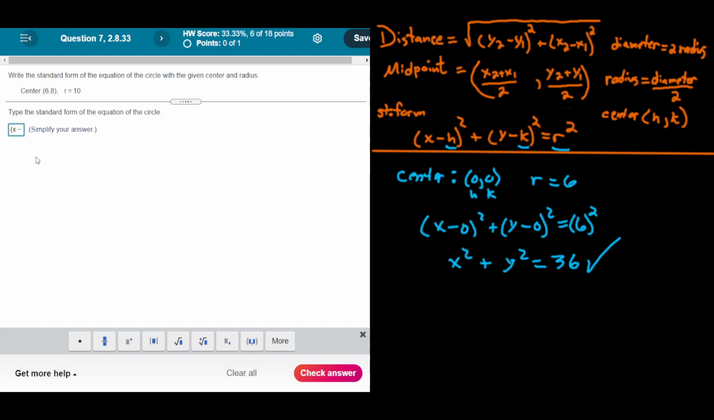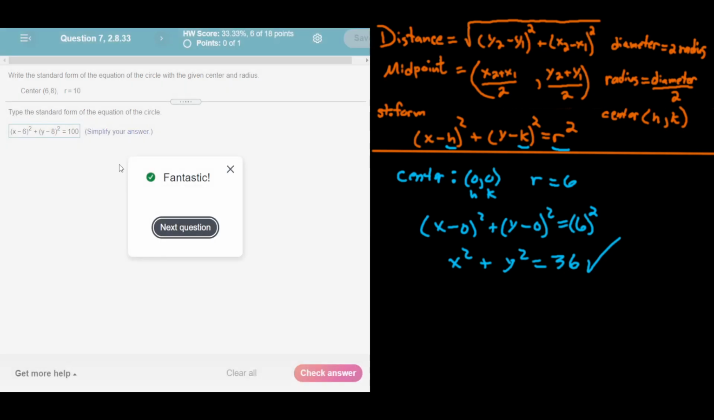So x minus our h. All right, our h here is 6 because the center says we have an x coordinate of 6. So the h is 6. Squared, put a plus in the middle, open parentheses. We have y minus our k. Square that. Equals your r squared. Our r here is 10. 10 raised to the second power is 100. Bam, fantastic.